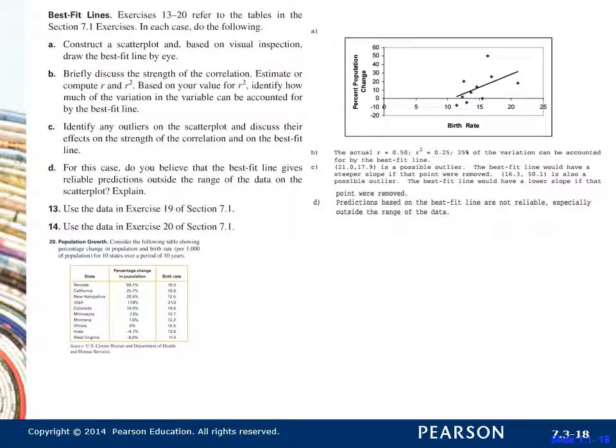Okay, please watch the video. It shows you how to use your graphing calculator to do this and makes life a whole lot easier.